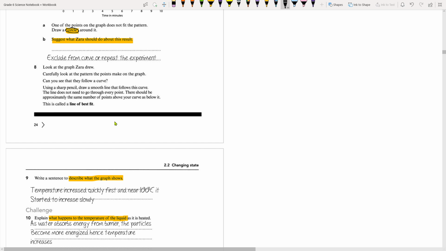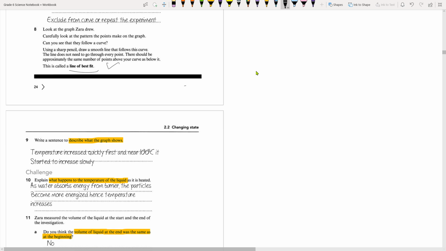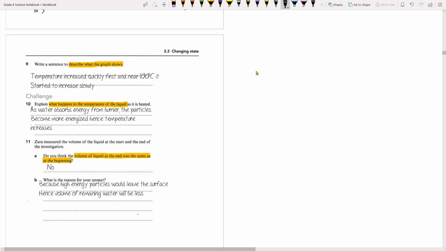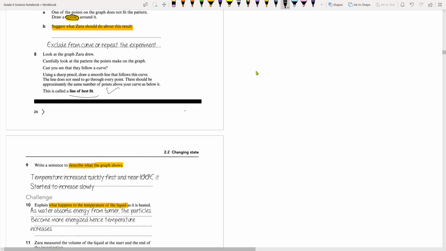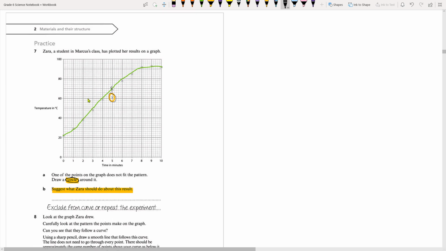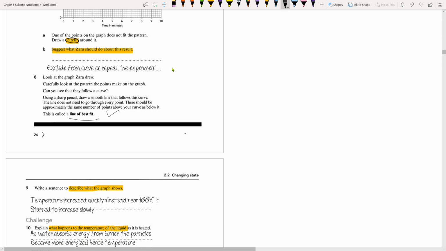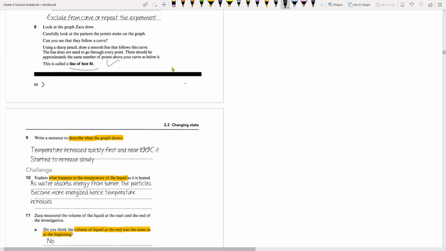Okay, then about the best fit, we have already done that. As you can see, the green line I drew, so the best fit is already there. Okay, describe what the graph shows. If you look at the graph, initially the temperature is rising very quickly. You see the sharpness of the graph, but as it is reaching closer to 100, it is becoming less sharp, and finally becomes nearly straight. So this shows that it is reaching near the boiling point. So you just need to express the trend: the temperature increased quickly first, and then near 100 degrees Celsius started to increase slowly, right?